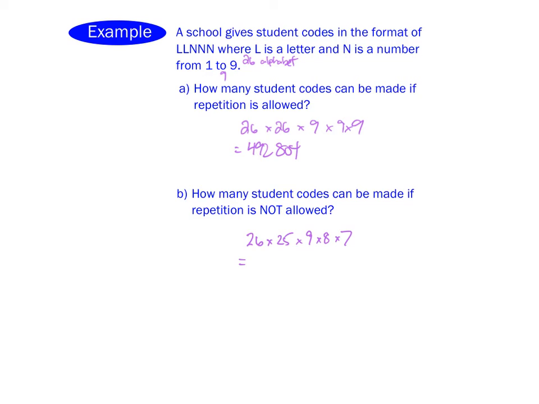And what we're going to get is 327,600. That's how many student codes can be made if repetition is not allowed. Okay?